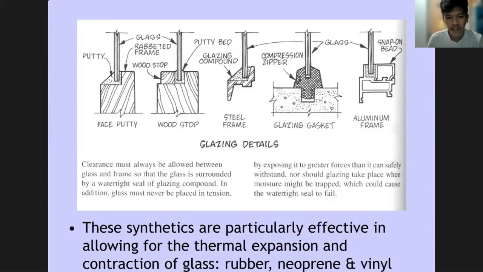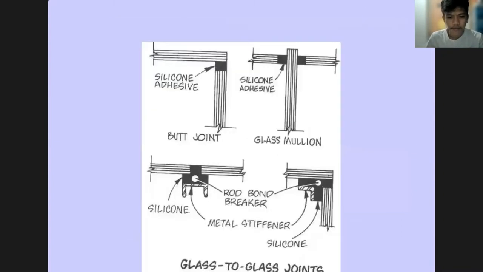Gaskets are particularly effective in allowing for expansion in the glass. This is the glass to glass joint. This is a good joint, silicone adhesive. That color and the glass union. So, you can choose the glass union.